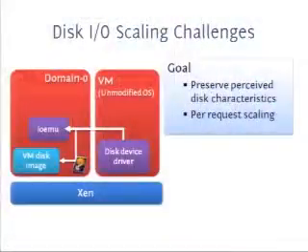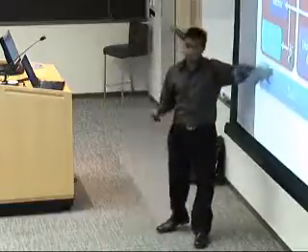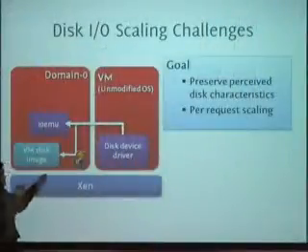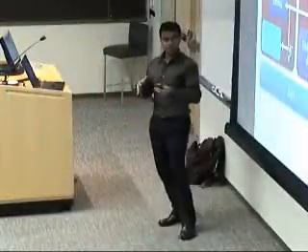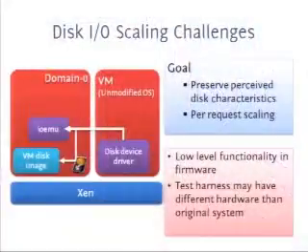Again, the goal is that we want to preserve the perceived disk characteristics. So everything from seek times to disk throughput and so on. And because the disk will appear faster under time dilation, what we want to do is take each request and slow it down by some amount to make sure that inside the virtual machine, the perceived characteristics remain the same.